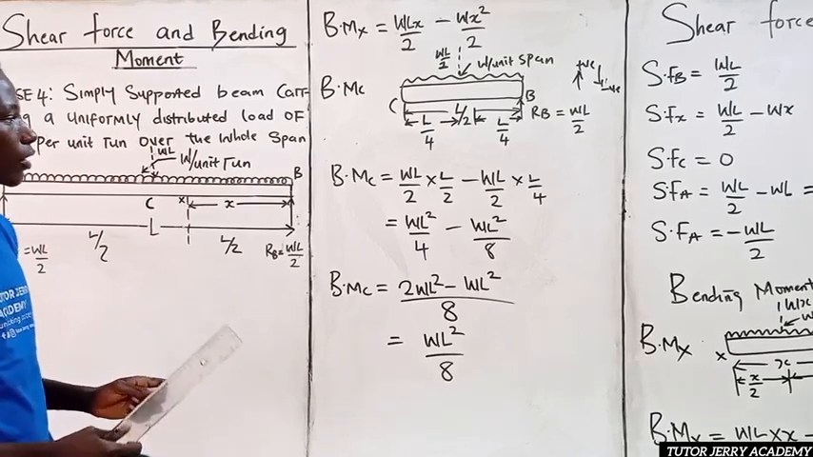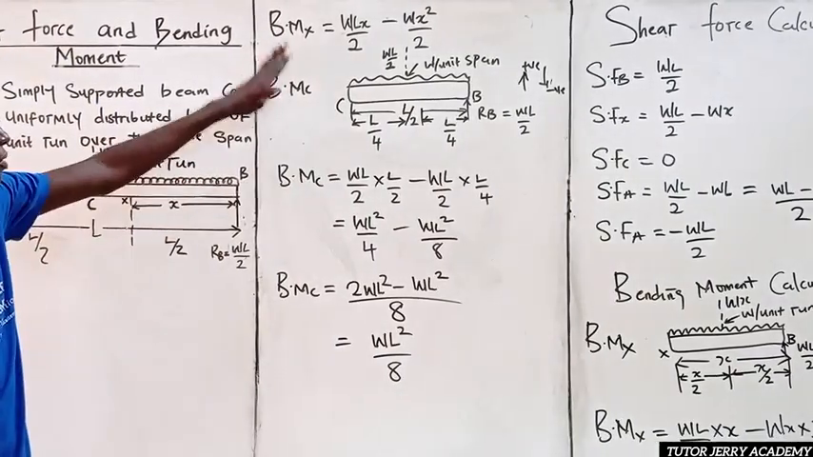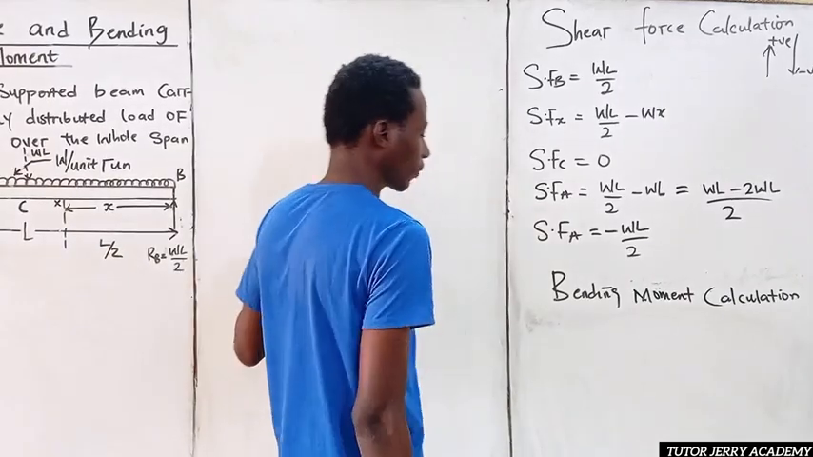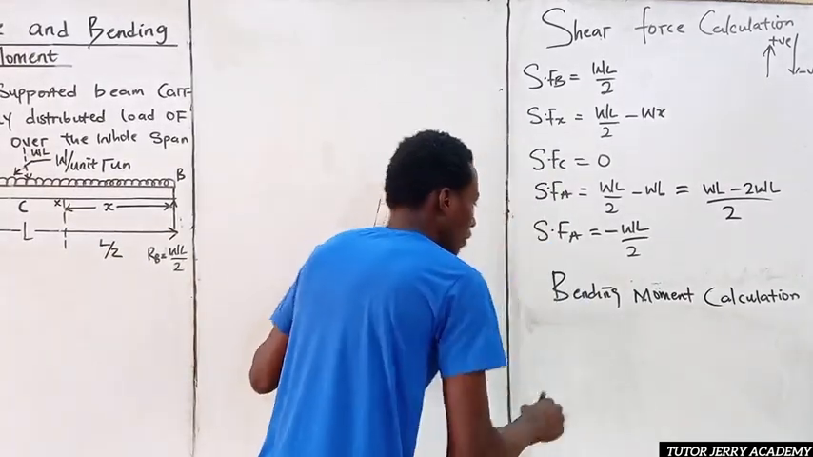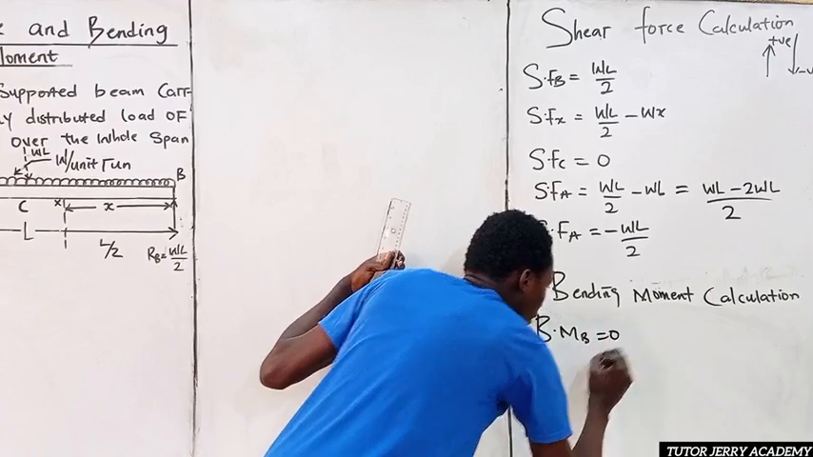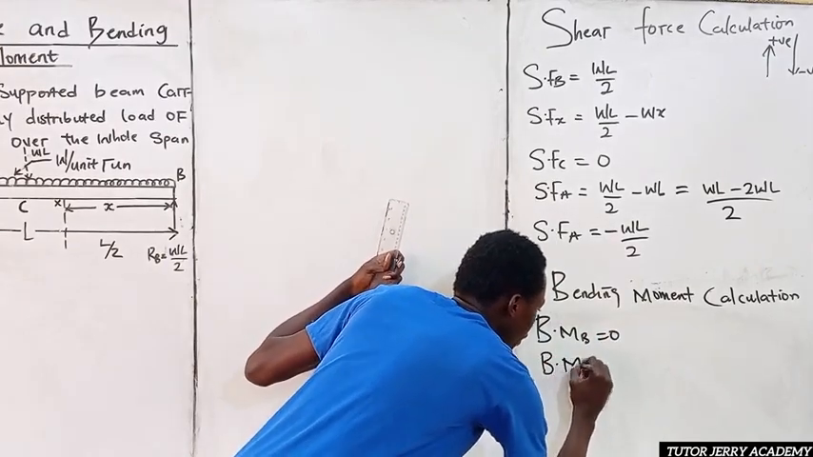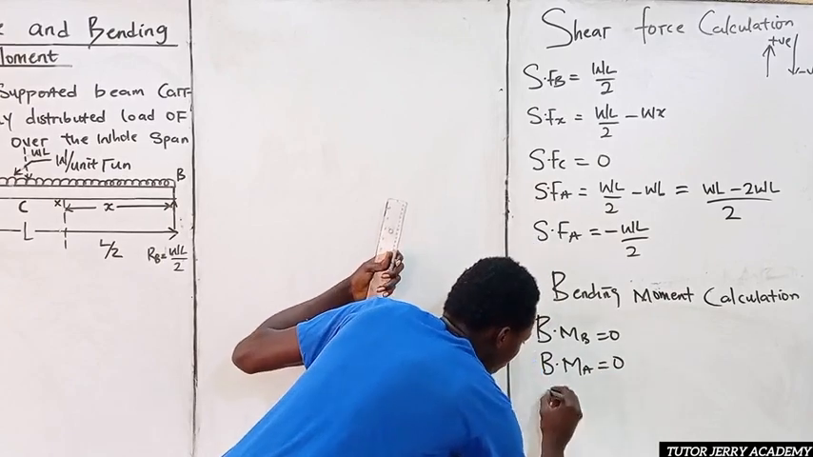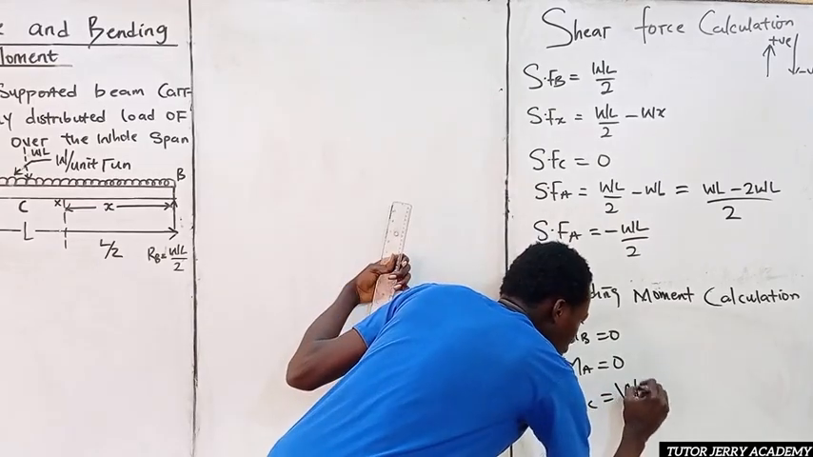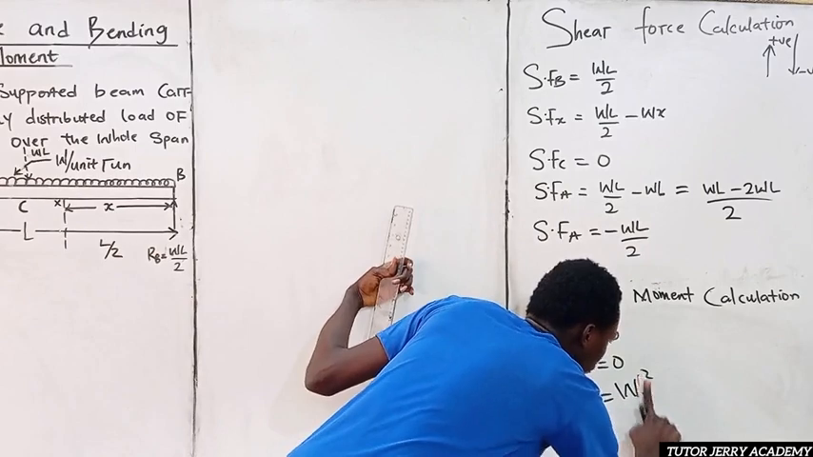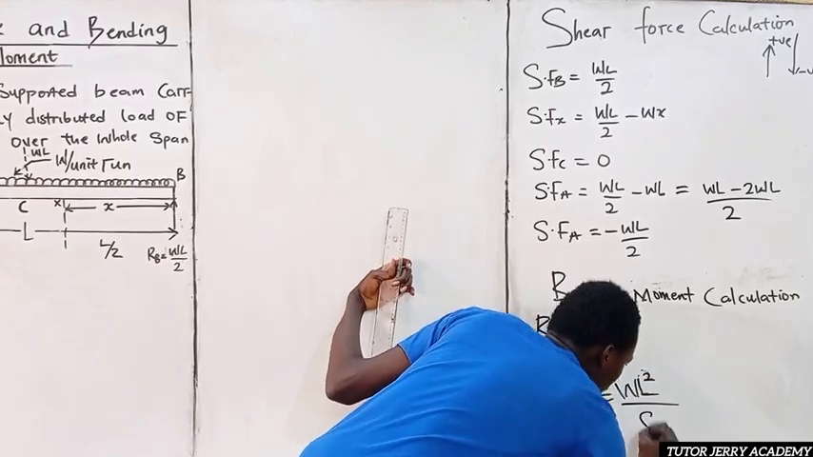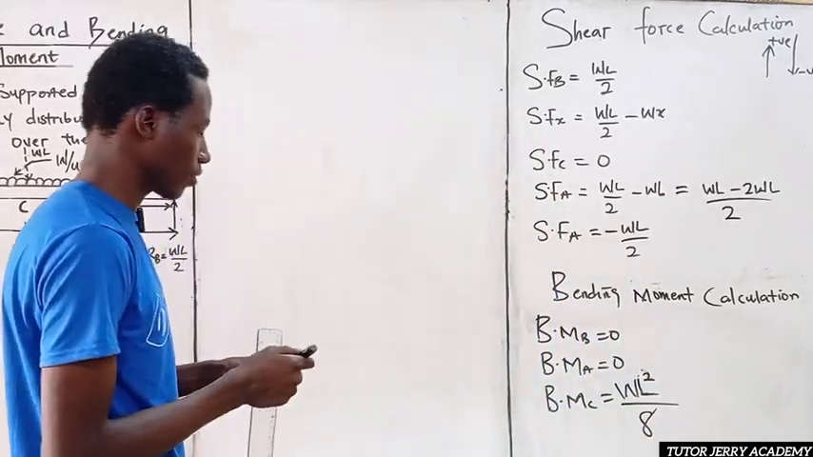Now, let's arrange our values here first before we simplify further. So let's outline our values for the bending moment. So we said bending moment at B is equal to 0. Bending moment at A is equal to 0. Our bending moment at C, we calculated it to be WL square all over 8. So that's what we have.